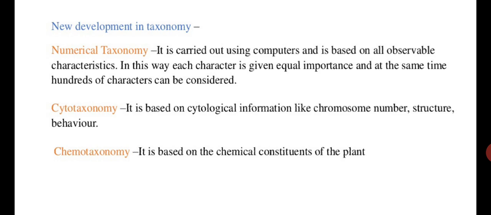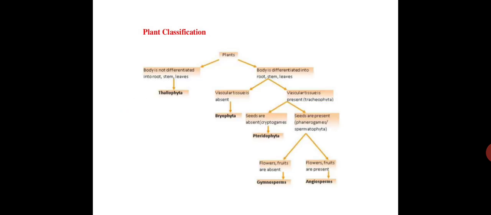And another is chemotaxonomy. It is based on the chemical constituents of the plant. Chemical constituent means what type of chemicals are present in a particular type of cell. There are some plants which secrete different types of chemicals, alkaloids, isn't it? Oils, rubbers, tannin, latex, isn't it? On that basis also, there are so many different characters of particular plants, and we can study all those characters in this branch of taxonomy, that is chemotaxonomy. So these were the new developments in taxonomy.